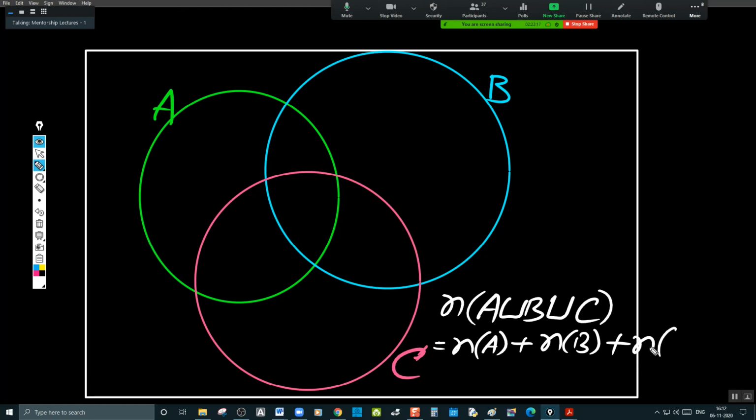If you want to take the entire part, then you have to simply add them, but this addition is valid only when they are non-disjoint sets. What I mean to say, only when they are disjoint sets like this.